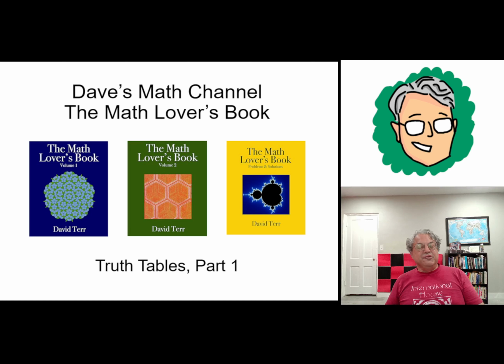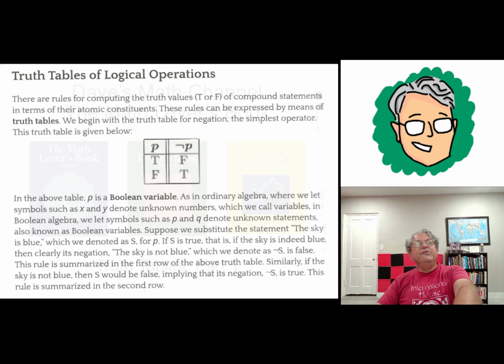A couple days ago, I started a new chapter, Chapter 7, which is on logic. A big part of logic is Boolean algebra, which I started yesterday. One very important construction in Boolean algebra is truth tables, and I'm going to spend the next couple lessons talking about truth tables. This is the first one of two. So anyway, let's begin.